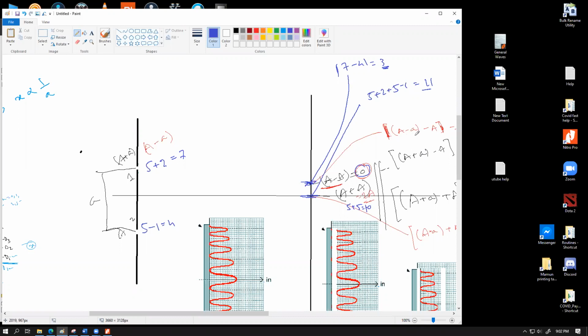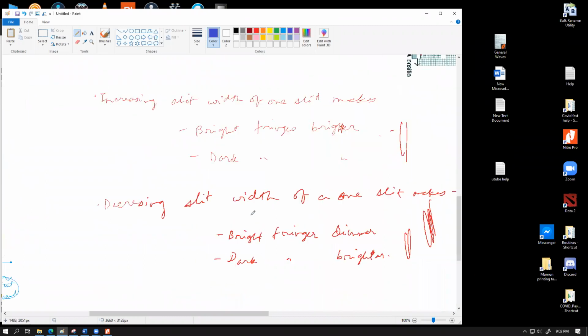So no matter what we do, whether we increase the slit width or decrease the slit width, the dark fringes will always become brighter because the subtraction is non-zero. You have some light remaining, all the light did not get cancelled out. এটা হচ্ছে dark fringes এর জন্য.